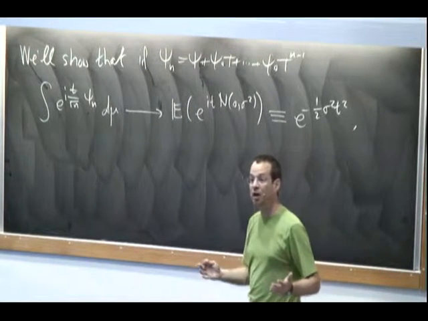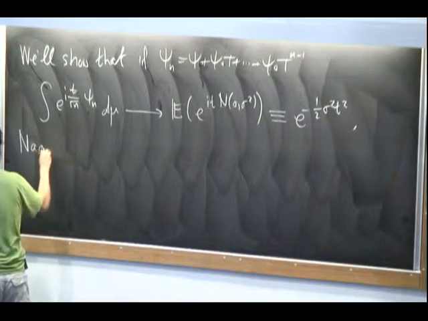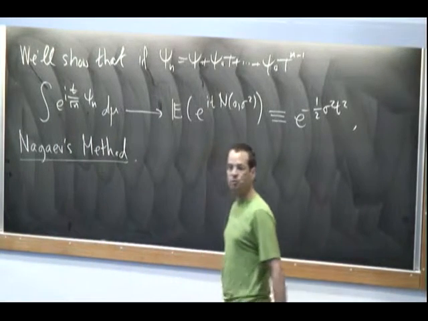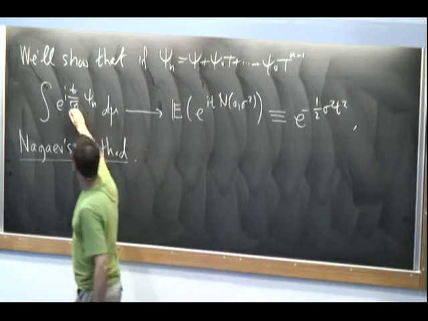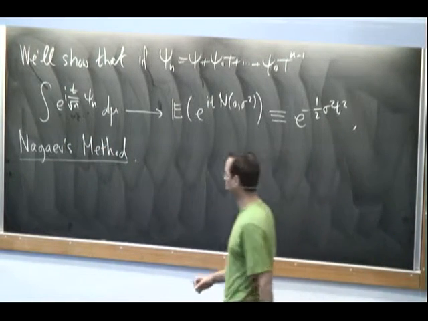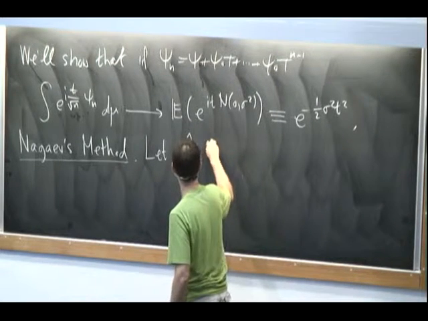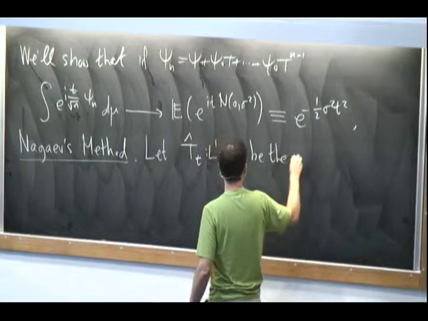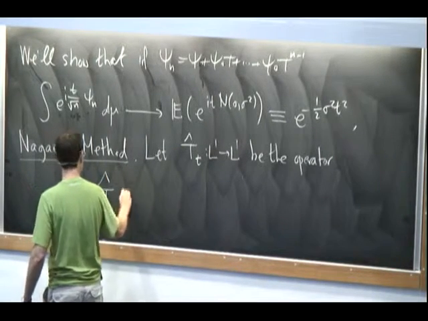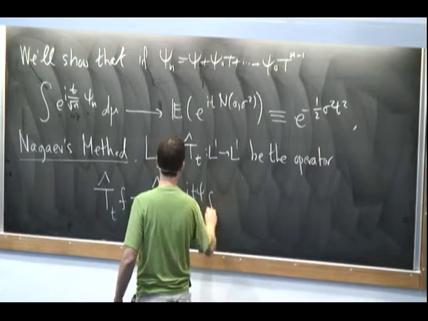Now there is a very beautiful and general method for doing such things using the transfer operator, which is called Nagaev's method. Nagaev's method is based on an identity which expresses this quantity in terms of the transfer operator. It's just an identity that you write down and you verify, and here it is. So let T hat t be the operator: T hat t of f is the transfer operator applied not to f, but to e to the i t psi times f.